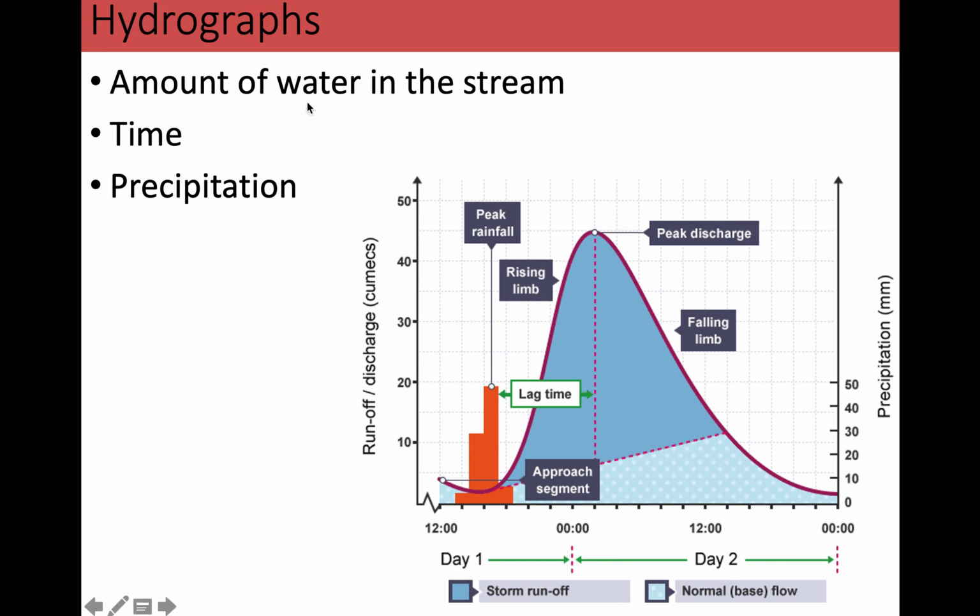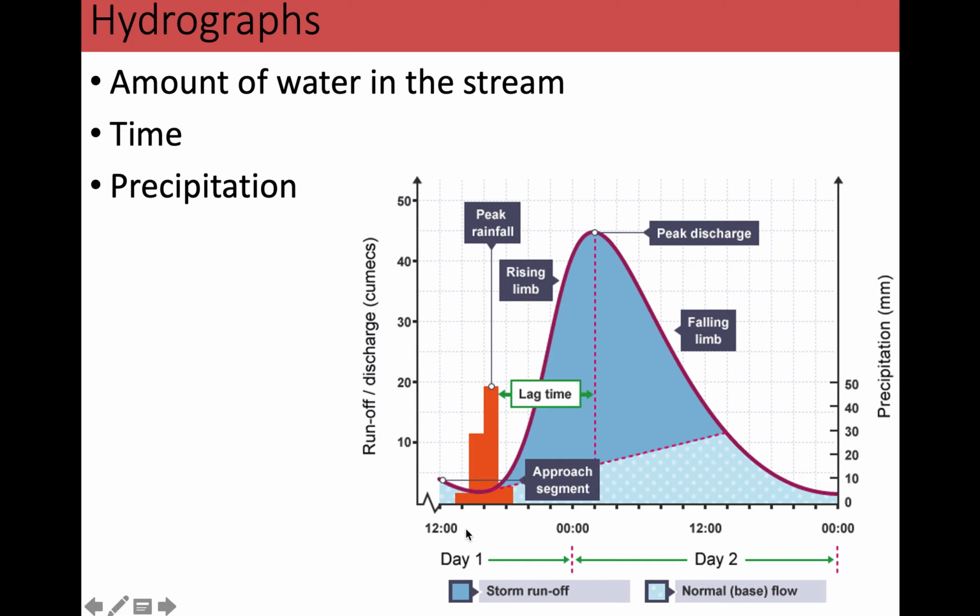So the amount of water in the stream is shown by your discharge, and you'll see generally a peak when you have a flood, which is a peak in water in your stream, of course, will be the highest part of the flood.